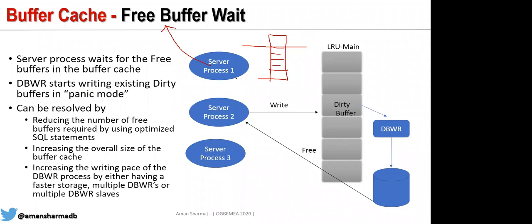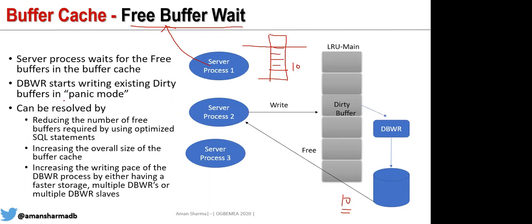And that means that the server process, for example, requires 10 buffers, 10 blocks to be loaded into the memory. It can't find 10 free buffers in the memory, so it gives up and starts waiting on this free buffer wait. And because it starts waiting on the free buffer wait, now the Oracle database has to immediately make the space available for the free buffers.